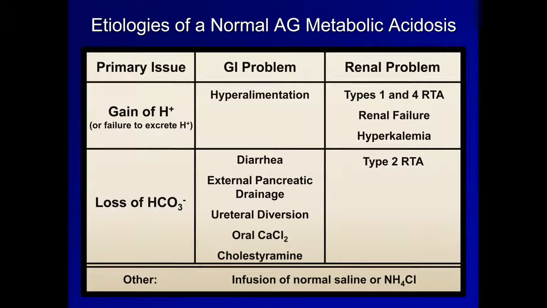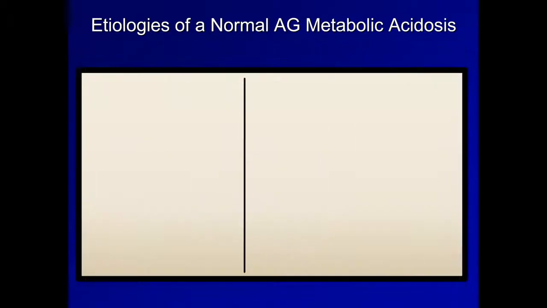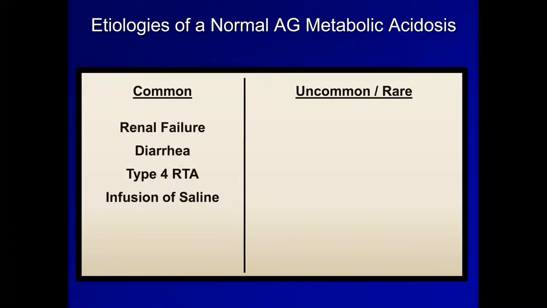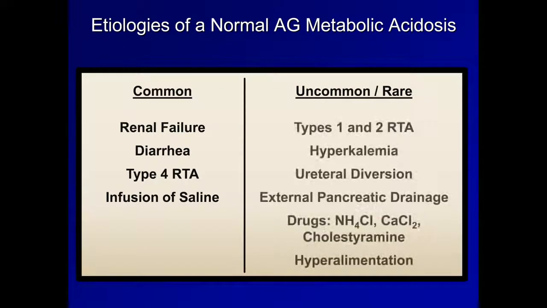Because a number of these conditions are uncommon or esoteric, I actually prefer conceptualizing these etiologies according to this chart, placing them into either common or uncommon causes of a clinically relevant acidosis. In the common list are renal failure, diarrhea, type 4 RTA, and infusion of saline. In the uncommon list is everything else.